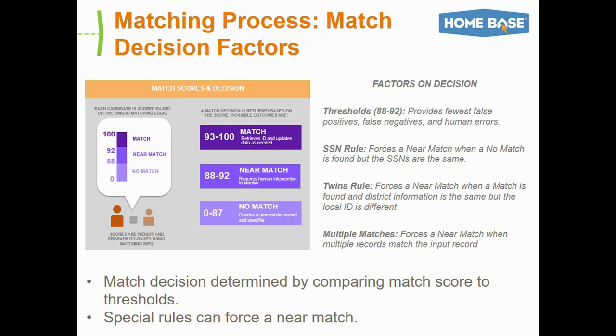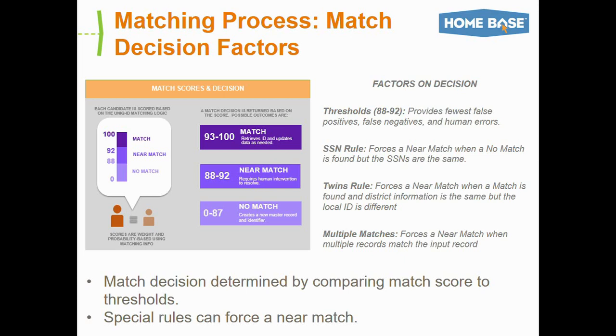As you can see, there are kind of 3 tiers to those scores. If an input record goes through UID and it has a match score between 0 and 87, the system treats that as no match found. And in those cases, an ID for that input record is automatically created.